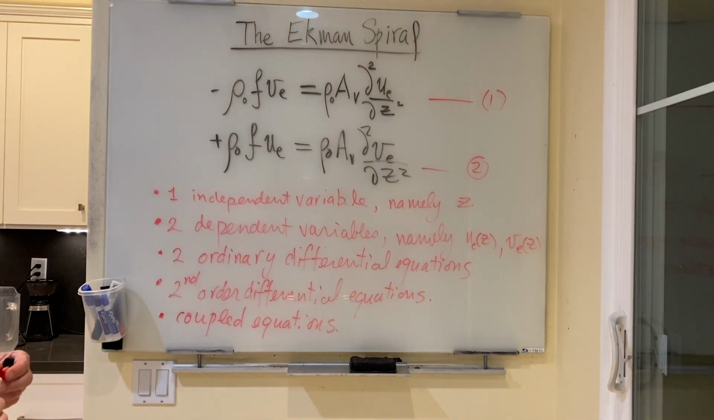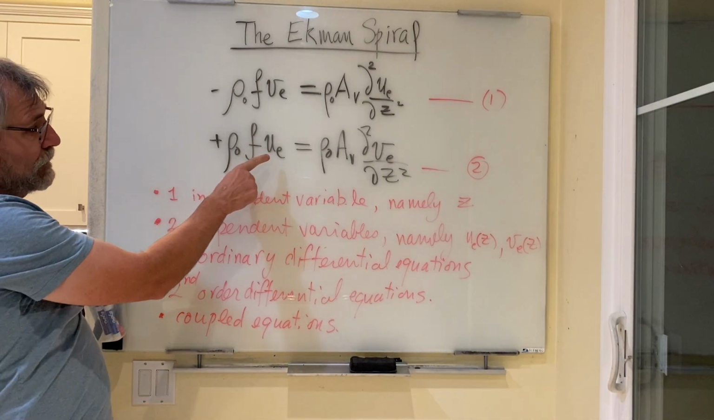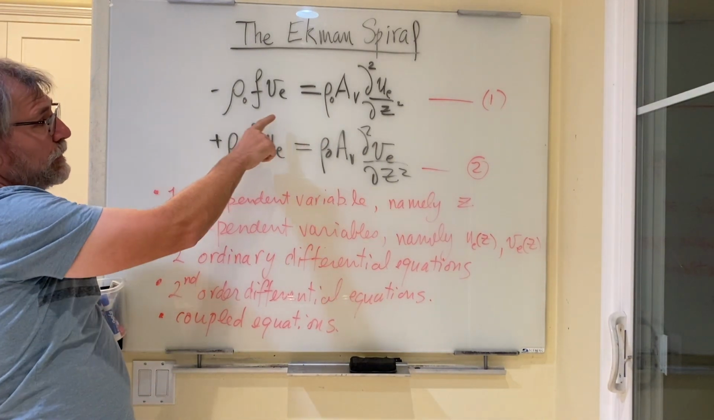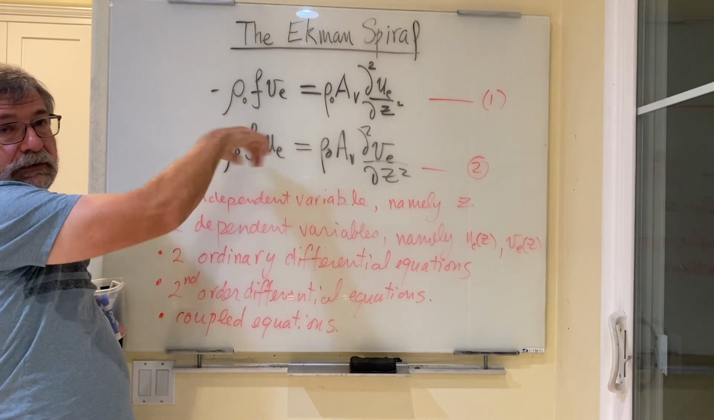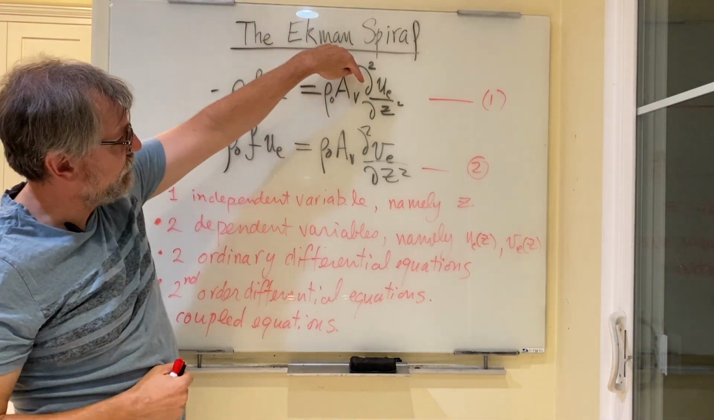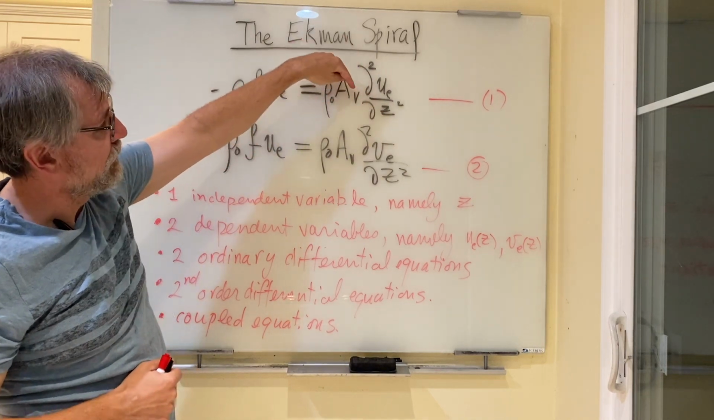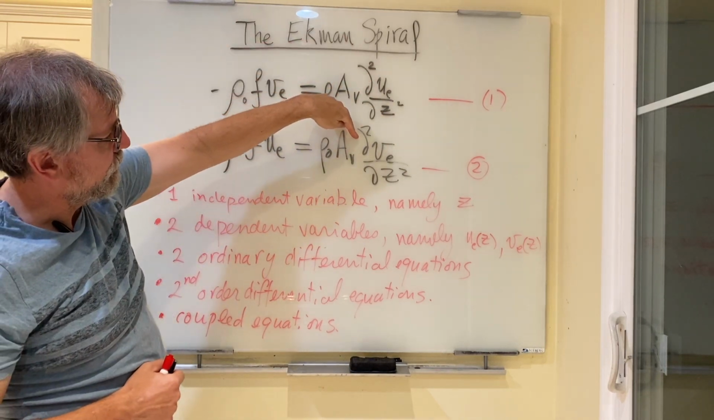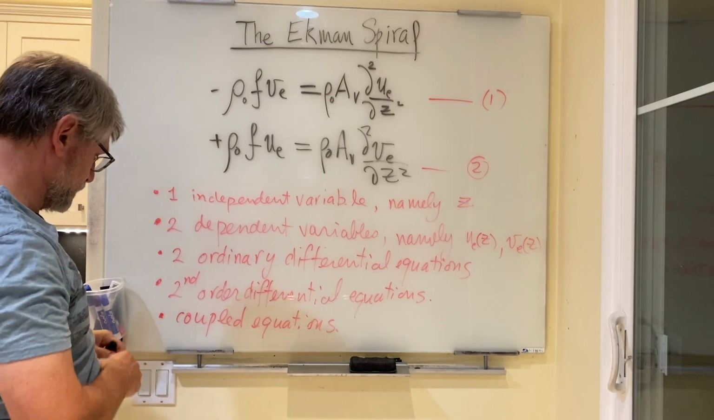What else can we say? Well, one thing that is good about these equations is that they are linear, right? So v_e doesn't appear as a quadratic or inside a sine or cosine. They're all just linear expressions. The derivative is a linear operator on u_e and over here also. So they are linear equations.